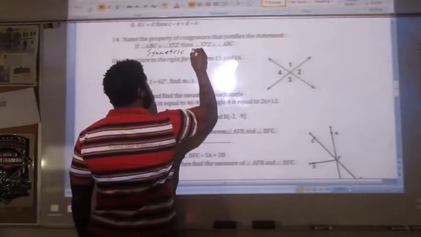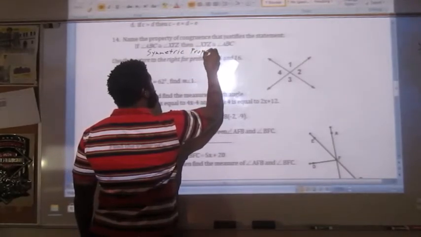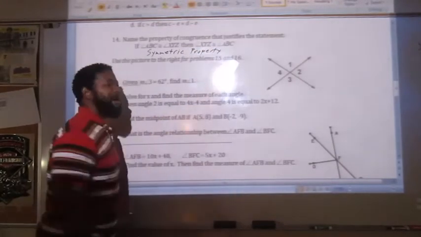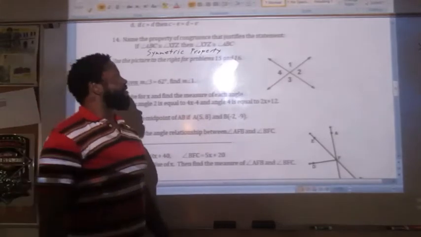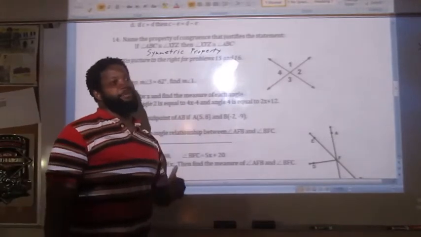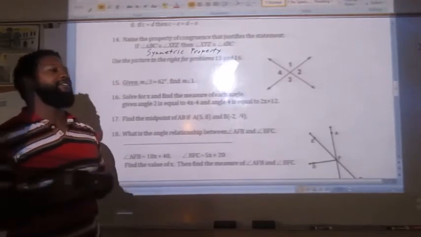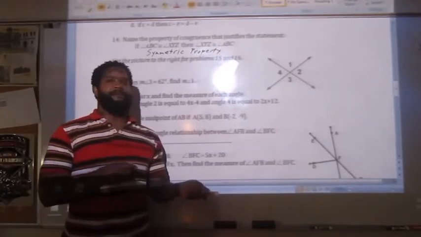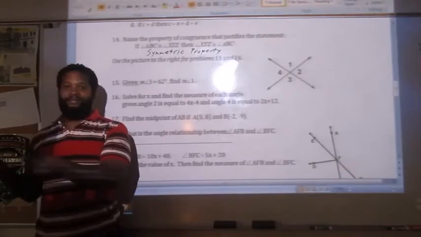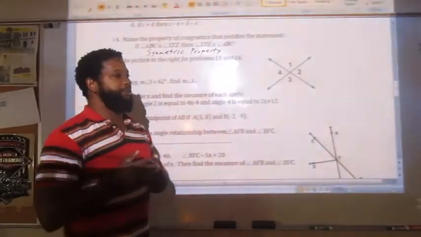Property. We have to put property. No, you don't have to put property, but just know that this is the symmetric property, okay? If A is equal to B, then B is equal to A, okay? That is the symmetric property.